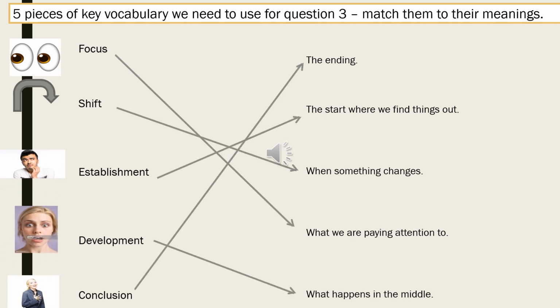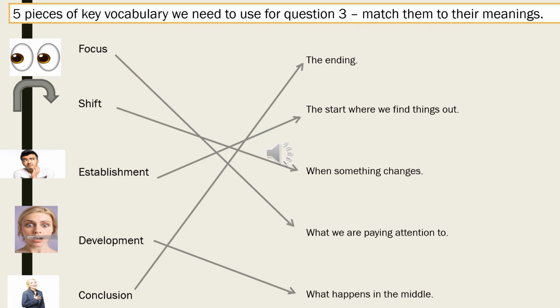But before we can even look at what goes on in the beginning, the middle, and the end, we've got to get you used to some key vocabulary. So, focus is what we are paying attention to at any point in the text. Shift is when something changes. Our focus may change from the weather to a particular person. The establishment, well, when you establish something, you do it at the beginning, the start, where we find things out.